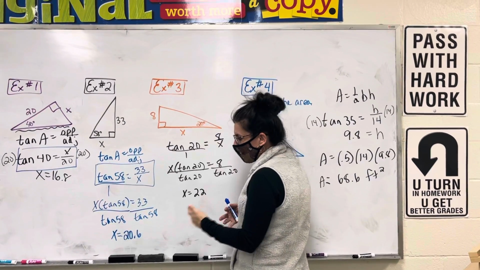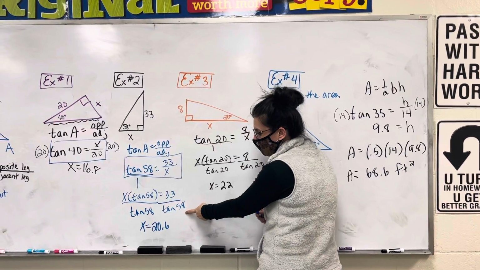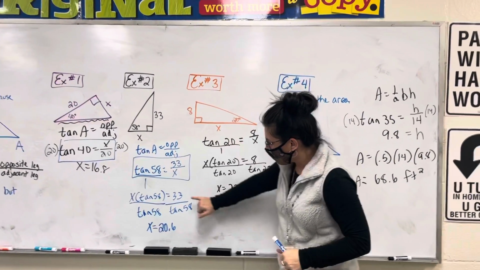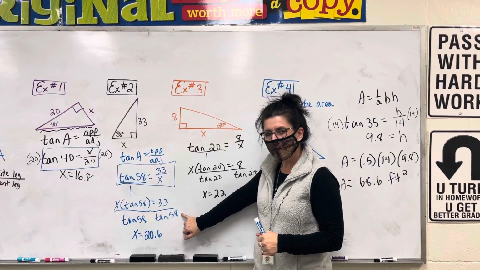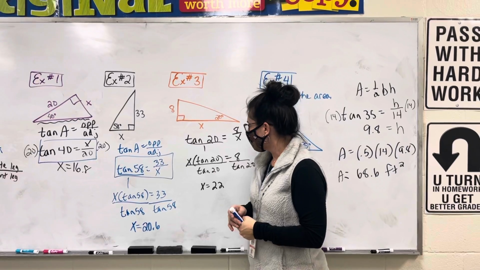So with my cross products, I need to get x by itself, so I divide both sides by the tangent of 58. And on my calculator, I did 33 divided by the tangent of 58. That gives me 20.6, and we'll always round to the tenth place.